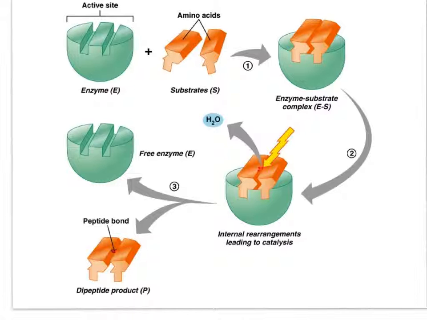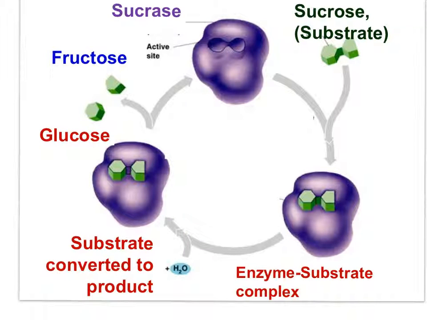The enzyme lowers the activation energy by bringing the two amino acids, the two substrates, close together to form a bond. Once the bond is formed, the dipeptide is released, and the enzyme is free to catalyze another reaction. This diagram displays a hydrolysis reaction.